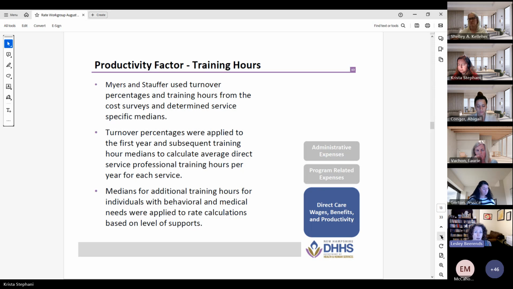From those cost surveys, we also asked about additional hours for individuals with increased behavioral and or medical needs. So those training hours were then looked at, we calculated medians, and then that was included as we move up. If a service has different rate levels, as we move up the level of supports, those training hours would then get applied in the rate methodology as we move up those levels of support.